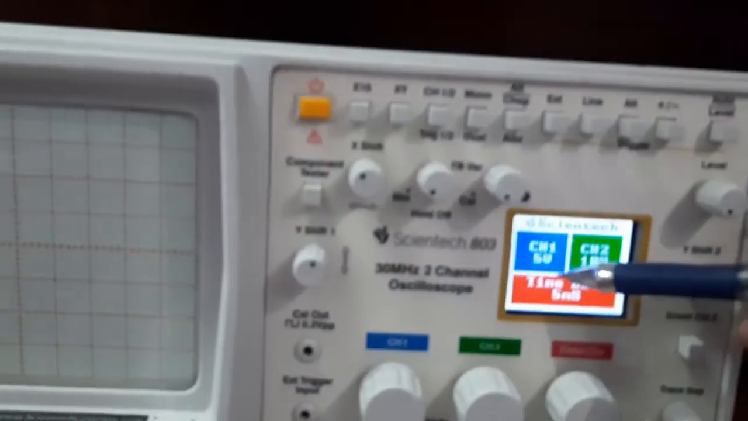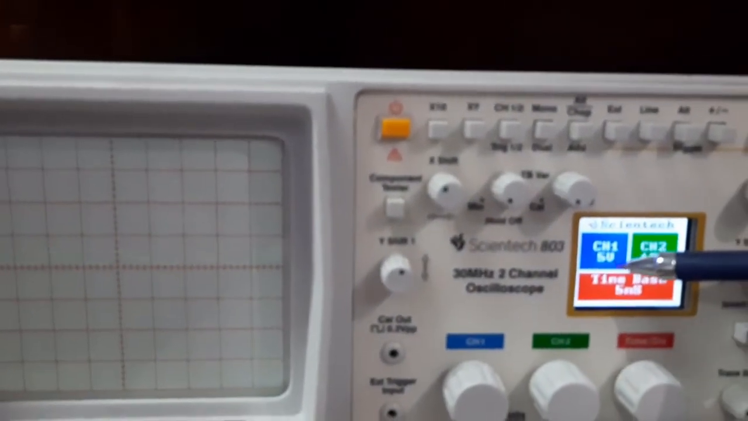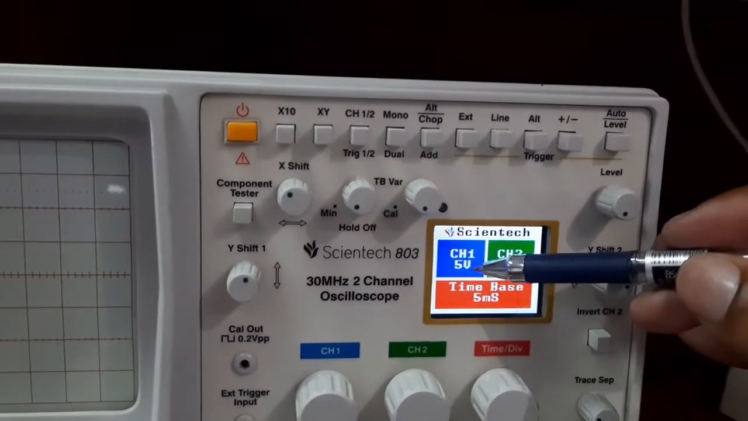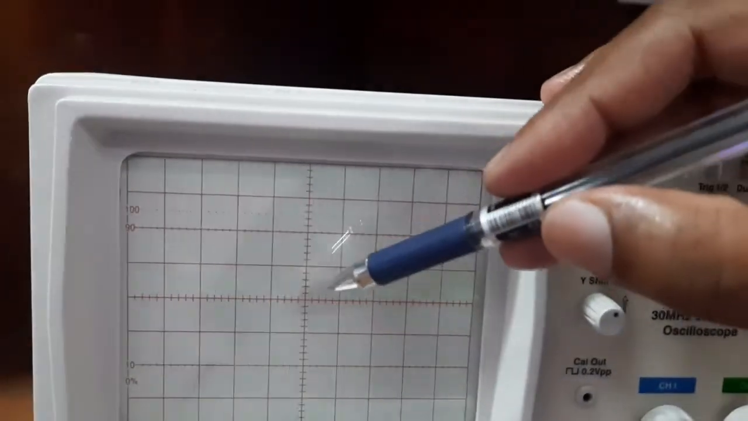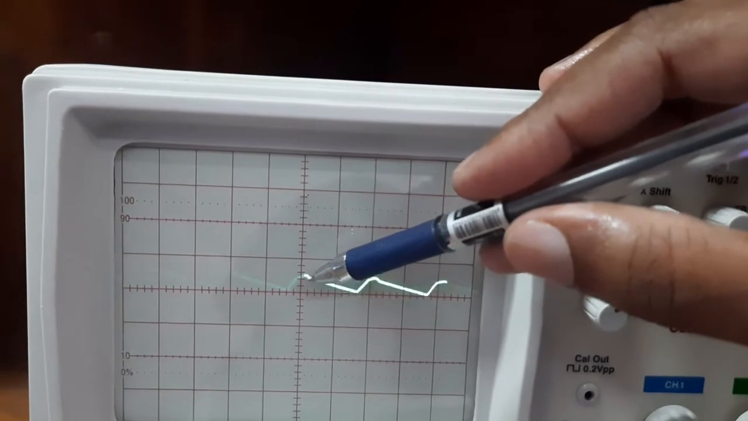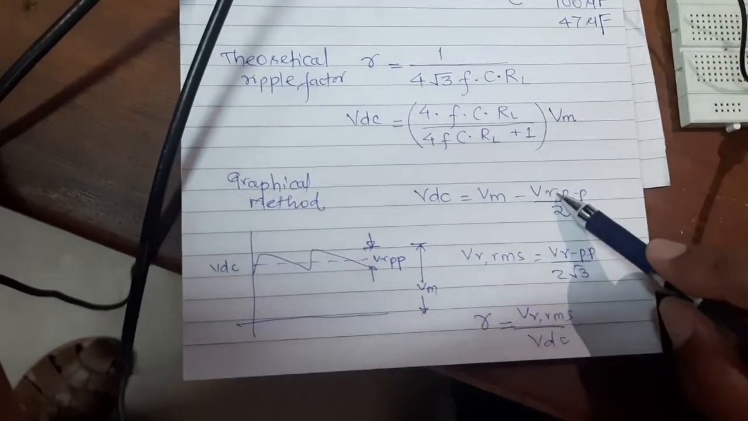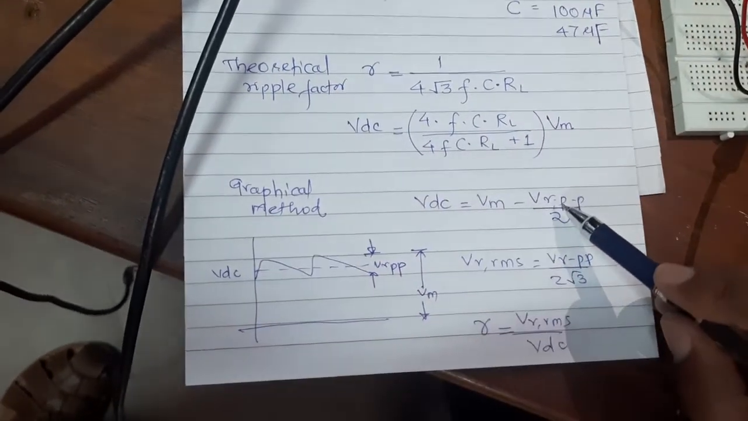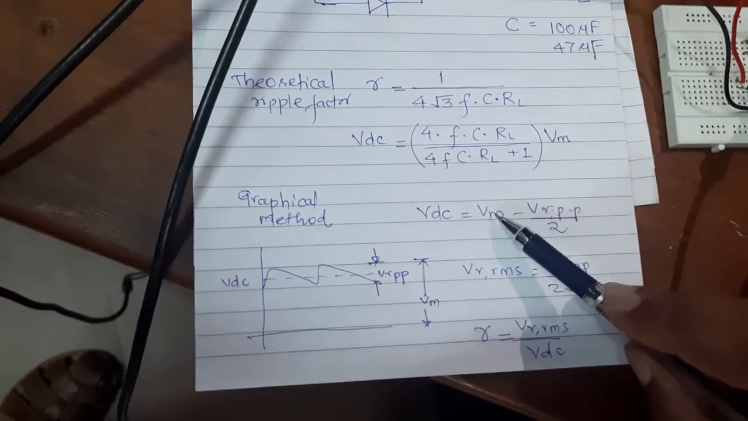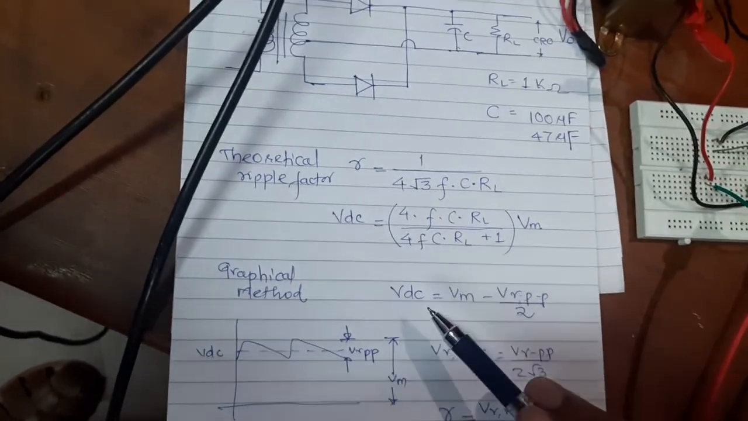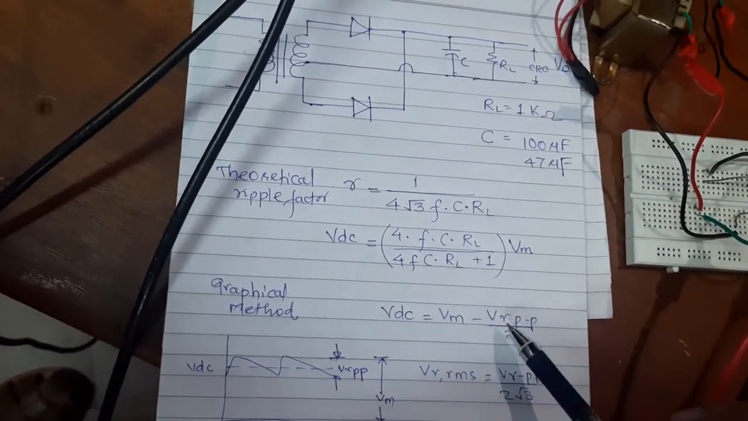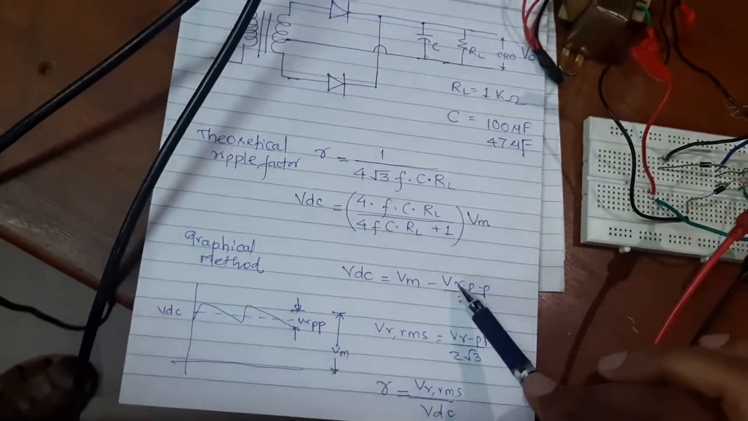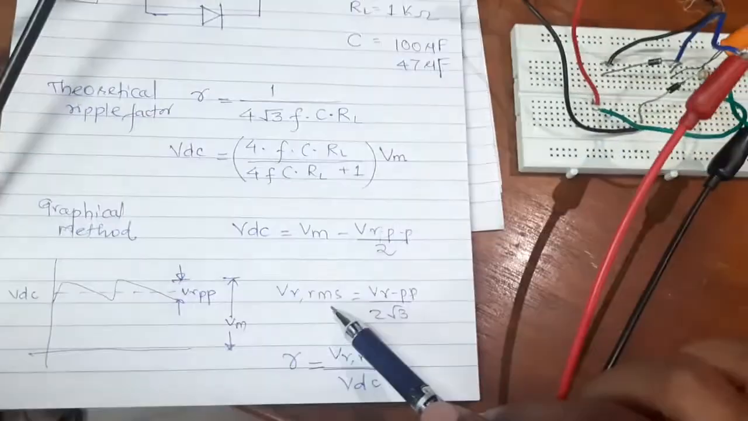So 0.5 into 5 volts. It is still at the 5 volt setting. So it is 5 volts into 0.5, and you multiply and find out what is VR peak to peak. You substitute that value over here. We have already calculated what is VM. You can calculate VDC using this formula, VM minus VR peak to peak by 2, with the values that we got.